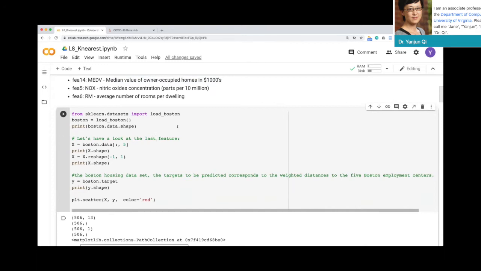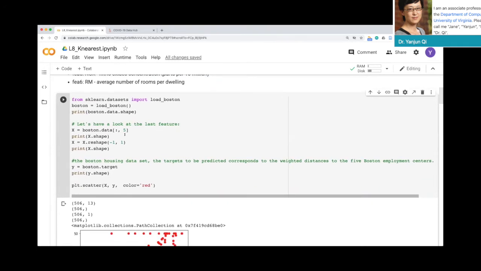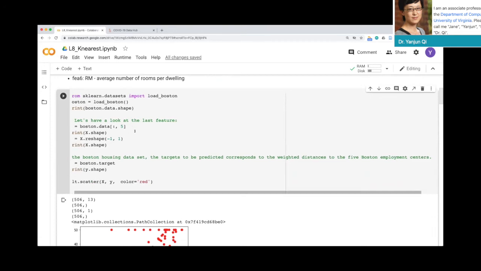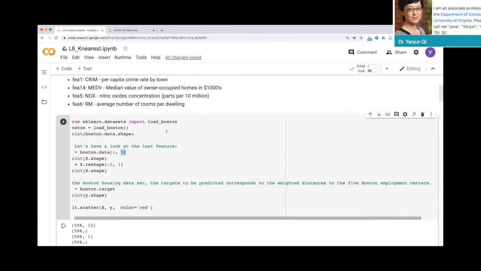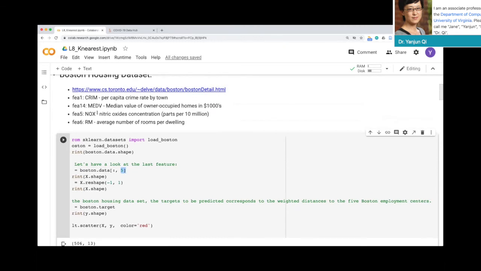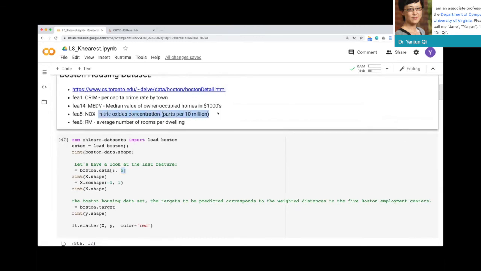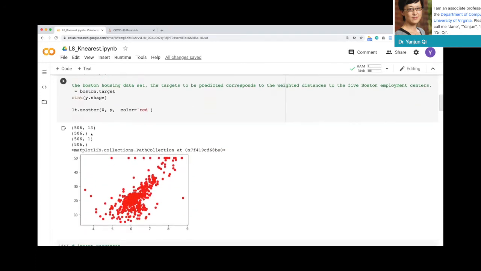After you load the data, there are 13 features in it, but I want to show you just one dimension because that can be visualized. So I'm just picking the 5th feature, and this is what you're going to get if you visualize it.